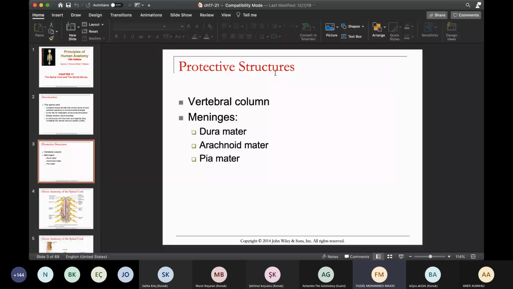And again, this is soft tissue, and these soft tissues consist of 3 layers. Dura mater, which is the outermost part. There's the arachnoid matter, which is the middle part. And then the innermost matter is the pia mater.